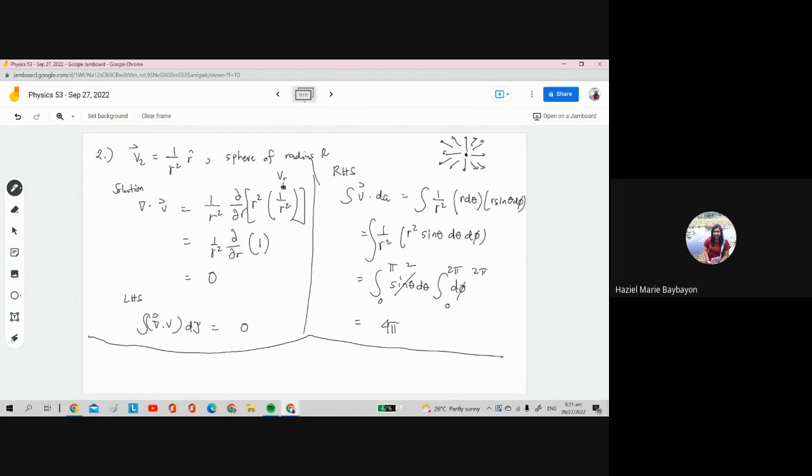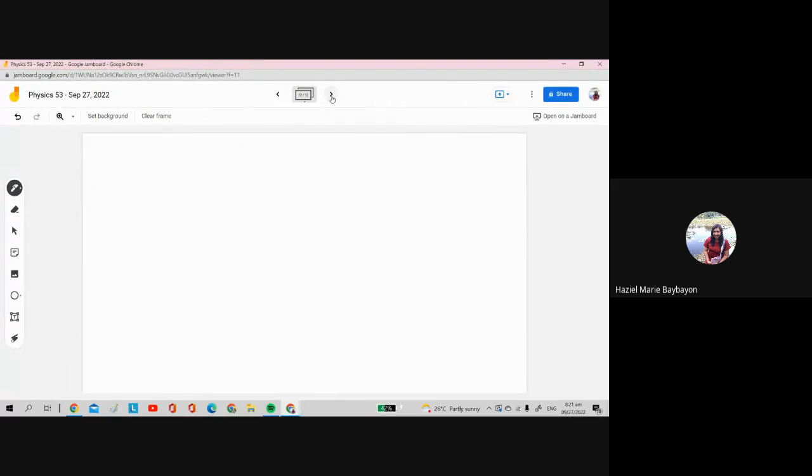Okay, so for now, we will have another example. We have 9 minutes left, so we can have one last example, class. But this is, I think, quite long. So if we cannot finish it, we will continue next meeting. Okay? So for the third example, you have to compute the divergence of the function.